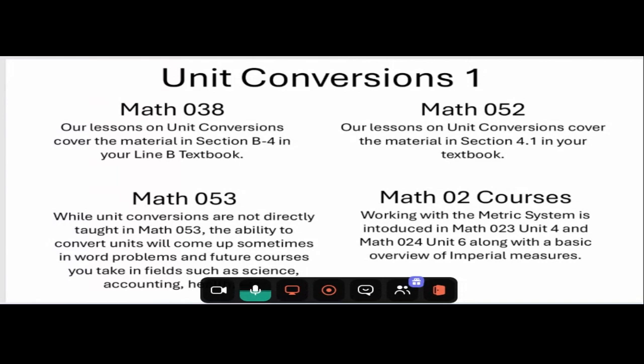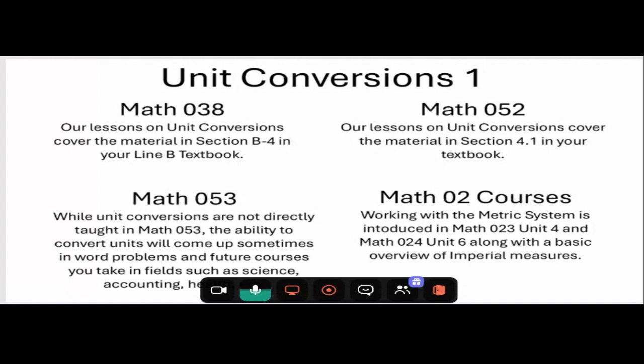Okay, we're going to do two little lessons this week on unit conversions. This is most directly for the Math 052 students, section 4.1, and the Math 038 students, section B4. The Math 02 students, you do have the metric system introduced, and they just talk ever so briefly about the imperial system. But you do some basic conversions. So the metric lesson would probably be more useful. That's going to be lesson number 2. This is lesson number 1.